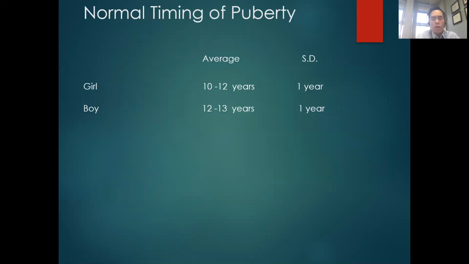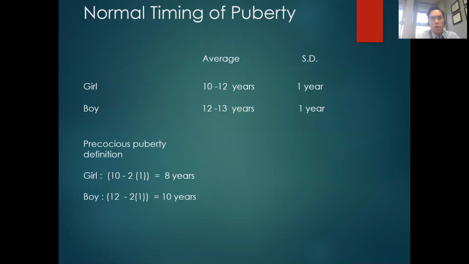We often think of a normal or acceptable range between -2 SD to +2 SD. So in the definition of precocious puberty in girls, it's 10 minus 2, which comes from 2 times 1. So it's 8 years, whereas for boys it is 10 years. If a girl has pubertal development before 8 years old, or 10 years old in boys, they're considered to have precocious puberty.